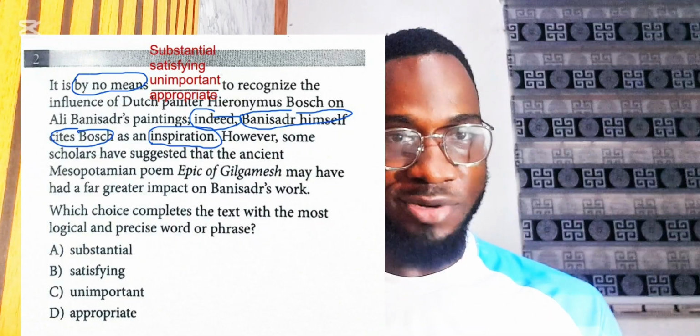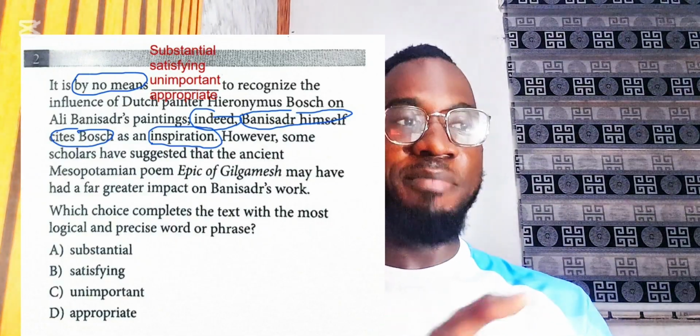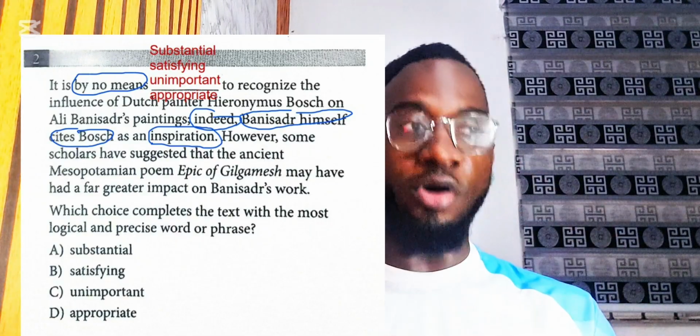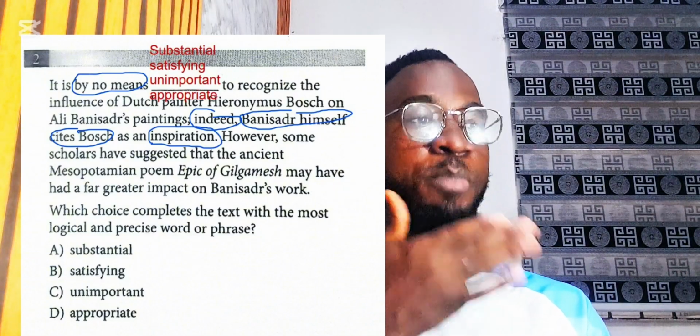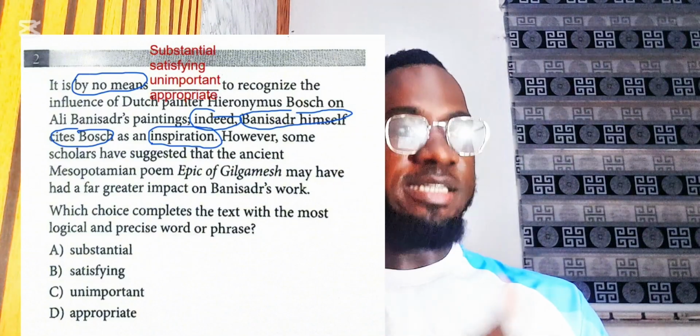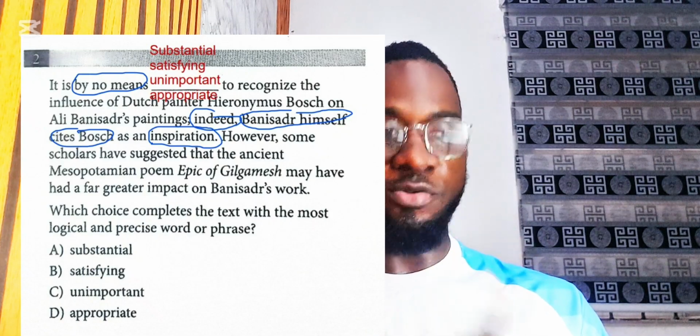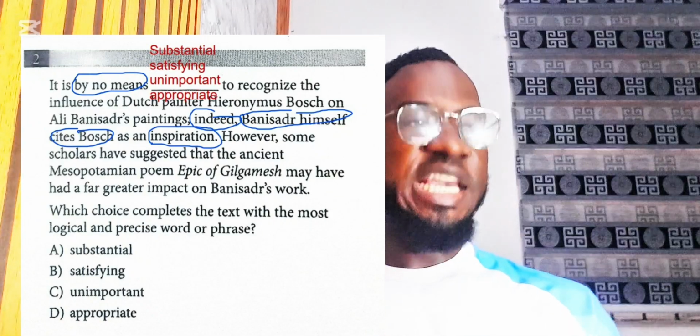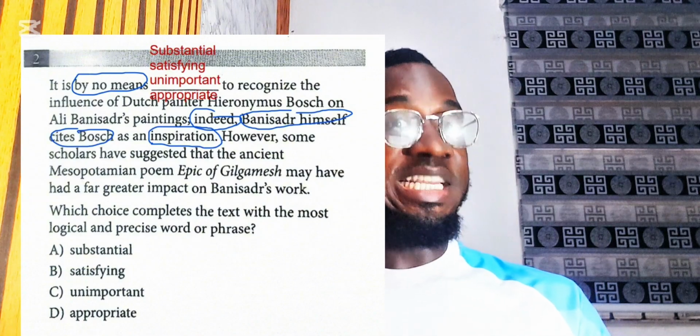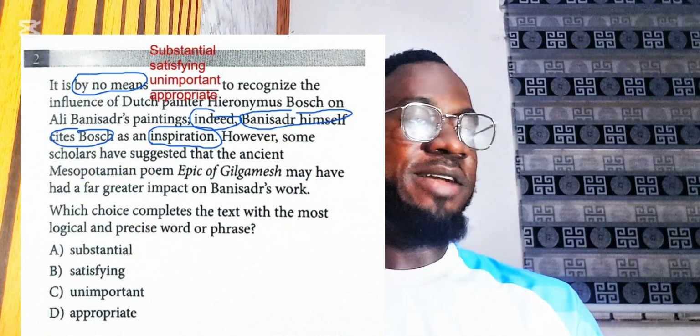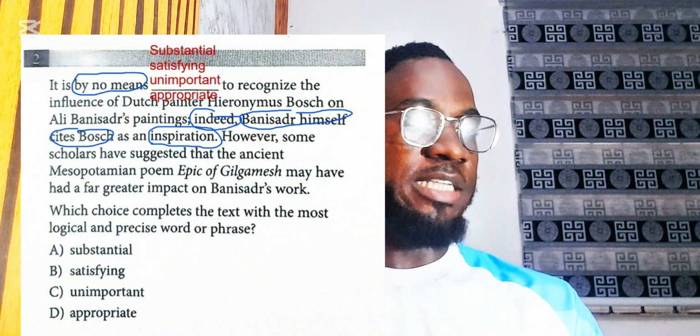I think it's a mathematical rule that you can also apply here. It is by no means unimportant. In other words, it is important to recognize the influence of Dutch painter Bosch on Ali Banizda's painting. And Banizda himself cites Bosch as an inspiration. So unimportant makes a lot of sense. It is by no means appropriate. In other words, it is inappropriate. So you see, another negative option. And another thing you should also notice about this question is the fact that all options are negative except one. And whenever you have that, there is one odd option in the list. There is one option that is positive among negative words, or there is one option that is negative among positive words.